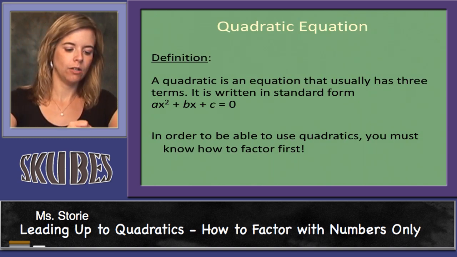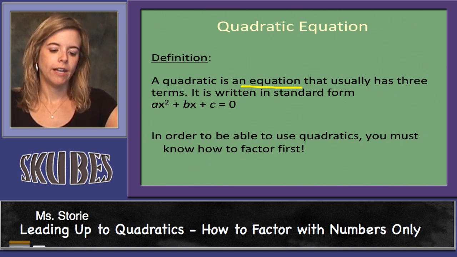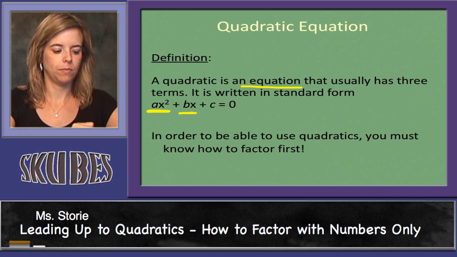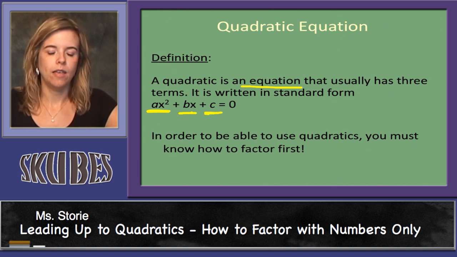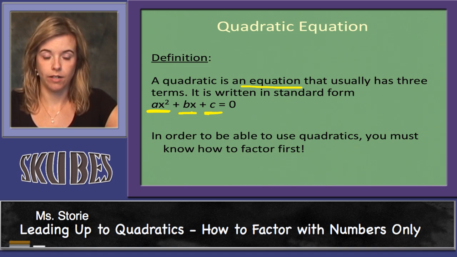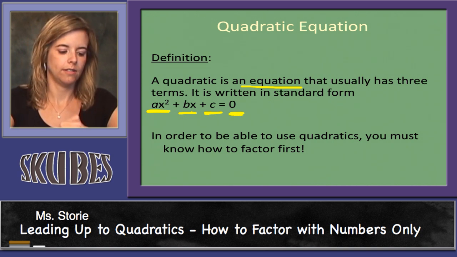A quadratic is an equation, so there is an equal sign, and it usually has three terms. It's written in the standard form ax squared plus bx plus c. A, b, and c are going to be numbers. X squared and x are just x squared and x, and then it's going to equal 0.